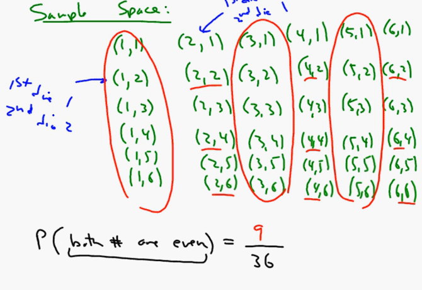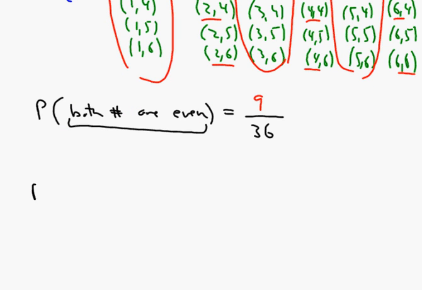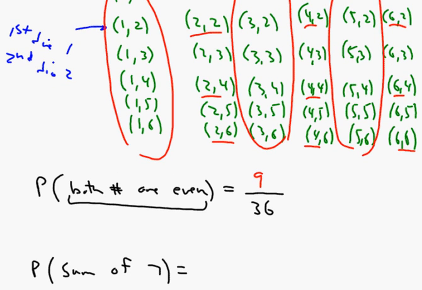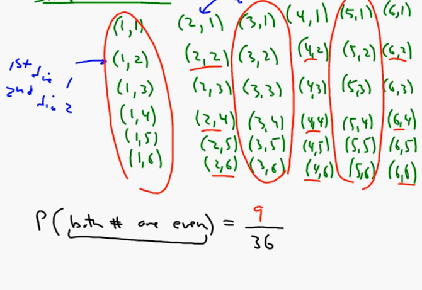Not bad. And we could ask all kinds of questions. We can say, find the probability that we have a sum of 7. So that means the 2 die add up to 7. All right, so let's go look into our sample space and see if we can't figure that out. Well, if we look in the first column, the only pair that does it is right here, 1, 6.